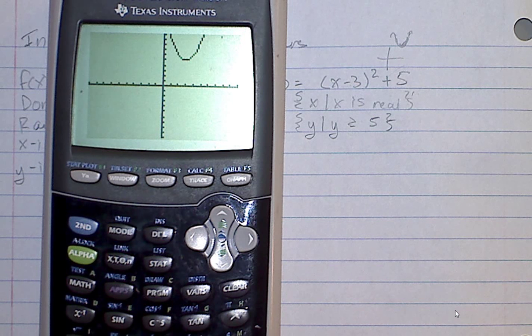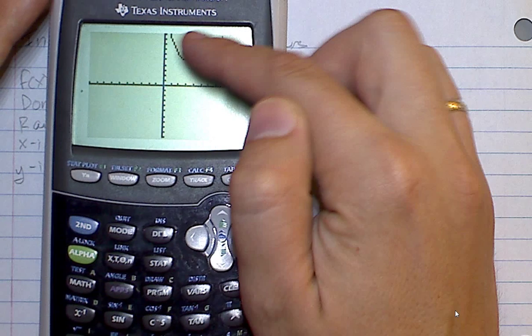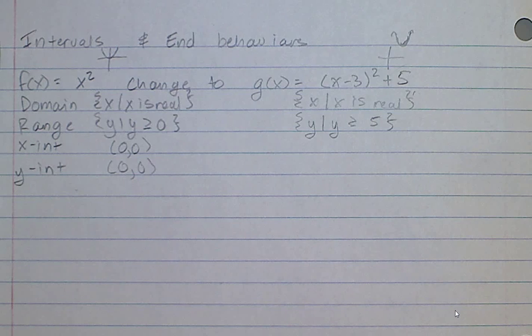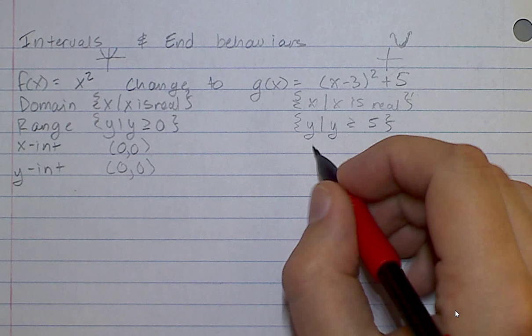All right. Now, looking at the way that this function looks, is it going to have an x-intercept? No. Because we moved it up, it is never going to touch the x-axis. So as far as x-intercepts go, the x-intercept goes from being at 0, 0 to none.